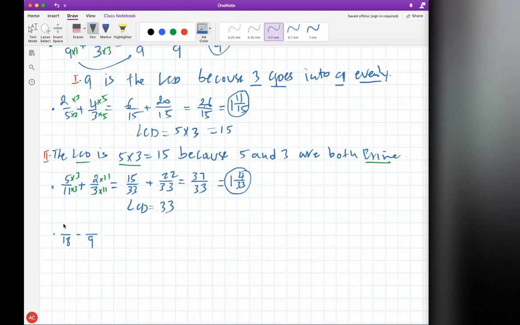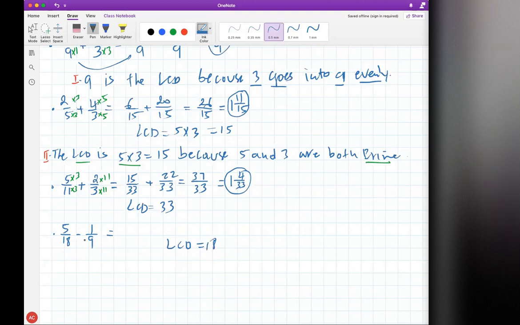So we have 5 here, for example, and 1. So you want to subtract these. So what do you think the LCD is? What's the LCD for these two? I would think 18. It is 18, because 9 goes into 18 twice. So the higher one is the LCD.